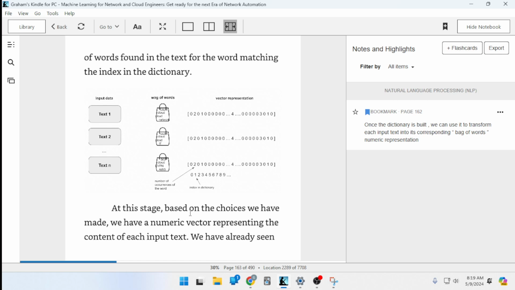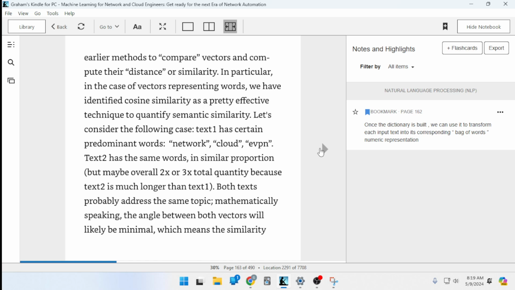At this stage, based on the choices we have made, we have a numeric vector representing the content of each input text. We have already seen earlier methods to compare vectors and compute their distance or similarity.